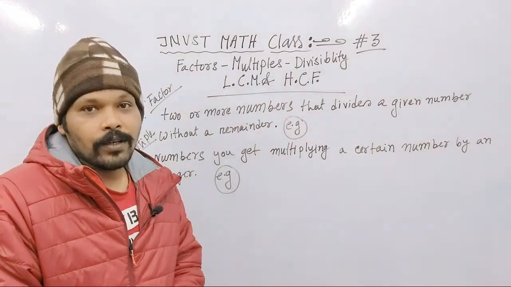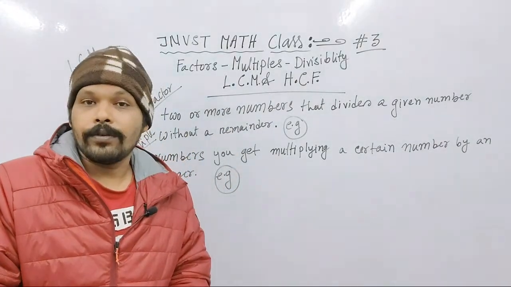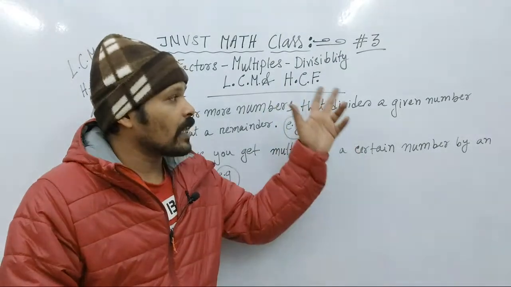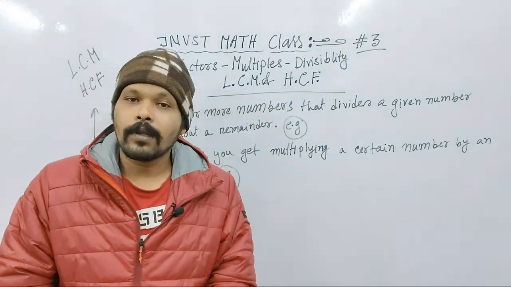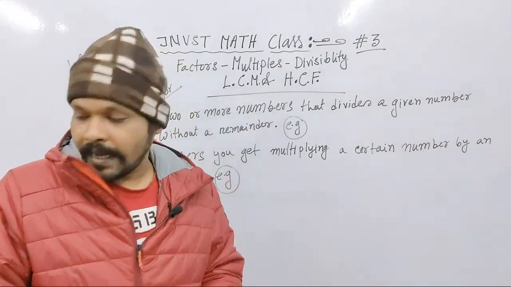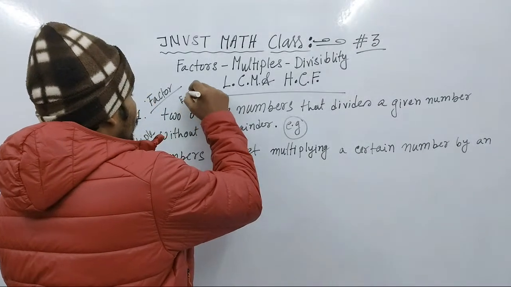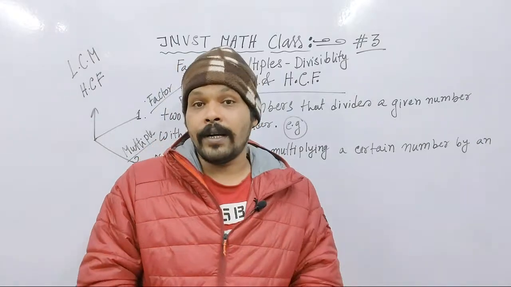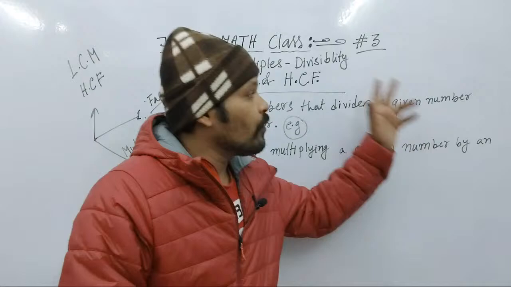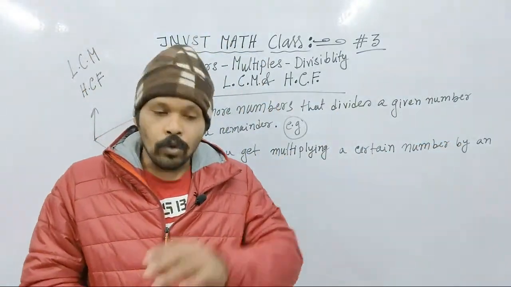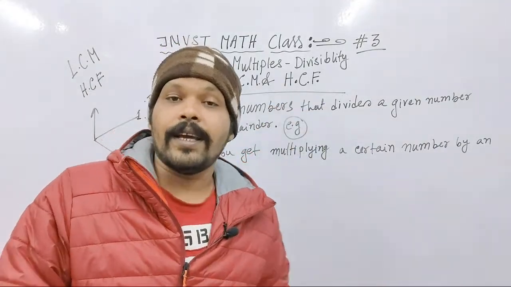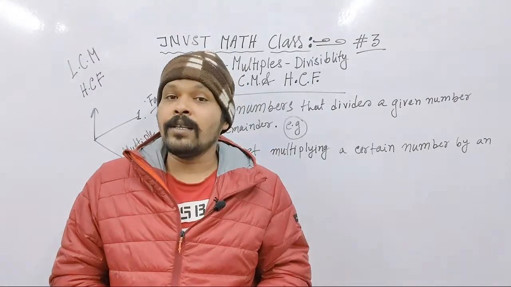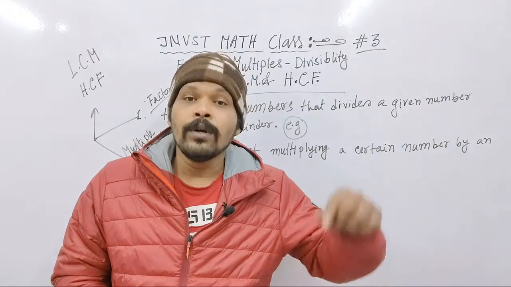So now, mind it, what is a factor? The definition of a factor is: two or more numbers that divide a given number without a remainder. What is the meaning? Two or more numbers, except one. One has only one factor. So if you divide a number by another number and there is no remainder, then the number by which you are dividing is a factor of the number which you divide.